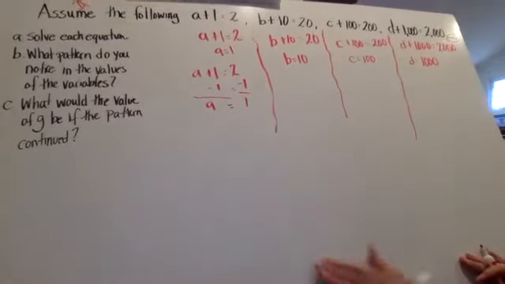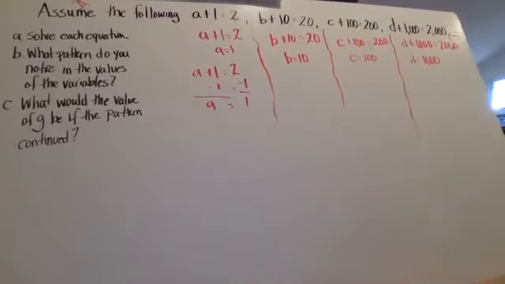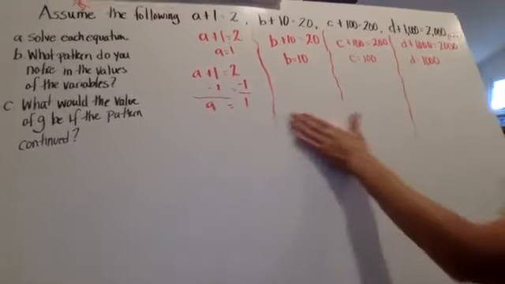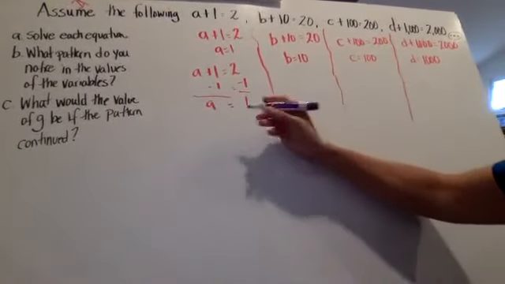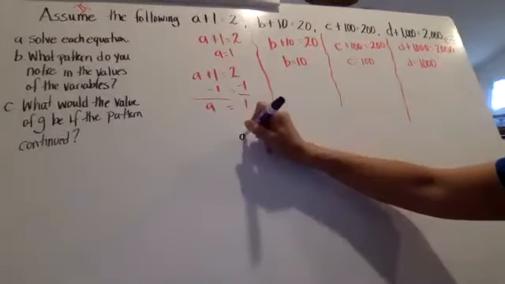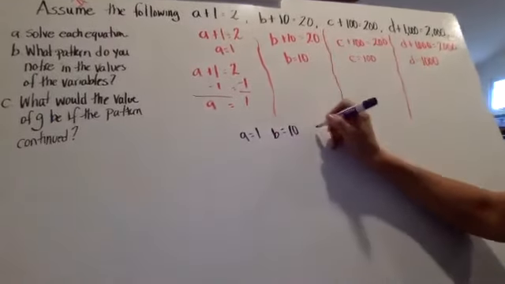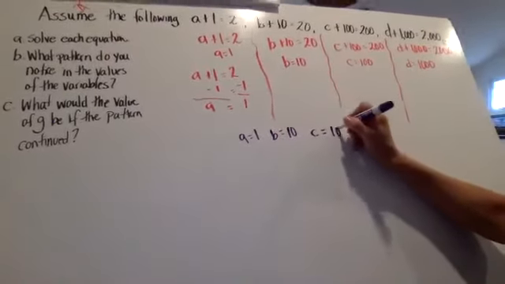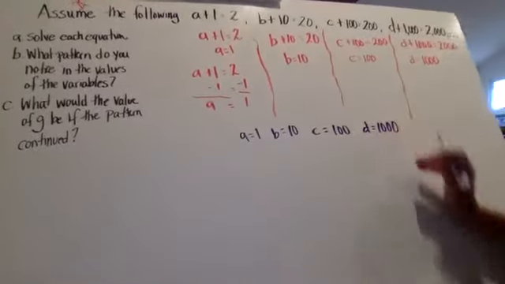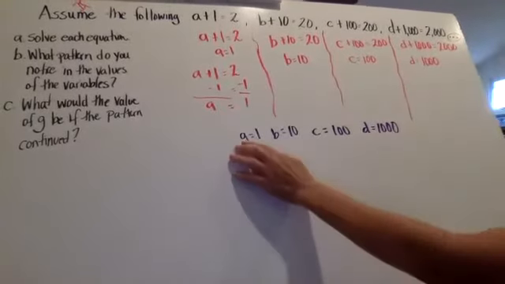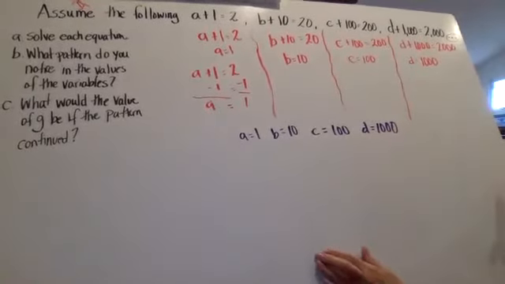Okay. So now it's asking us, I'm going to switch colors, what patterns do you notice? In order to look at the patterns, I just want to take what the variables are and look at them. A is 1, B is 10, C is 100, D is 1,000. What patterns are you noticing? What are you noticing that's the same? Or how do you know that things are changing?